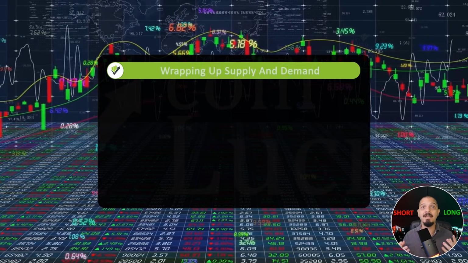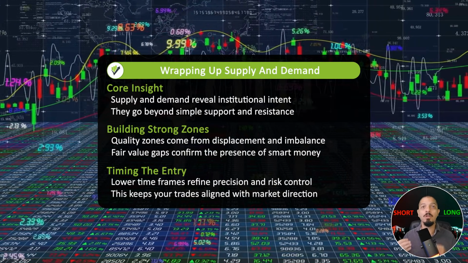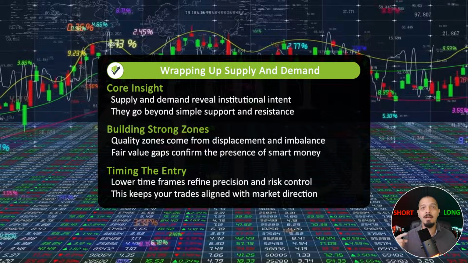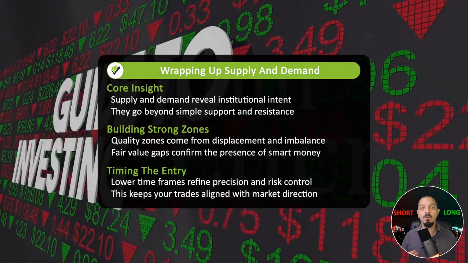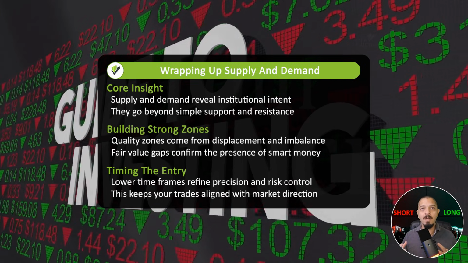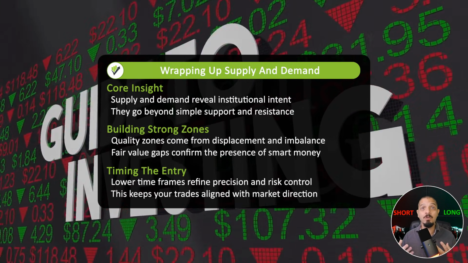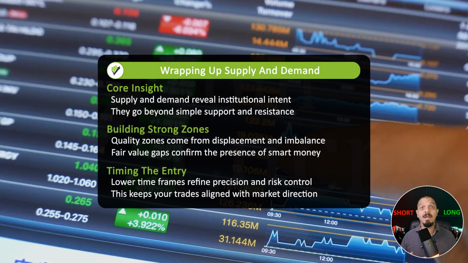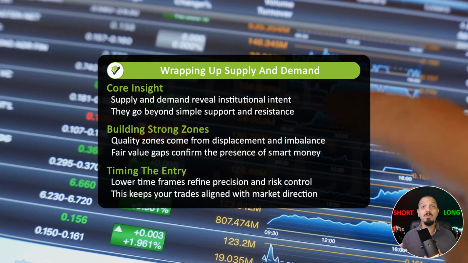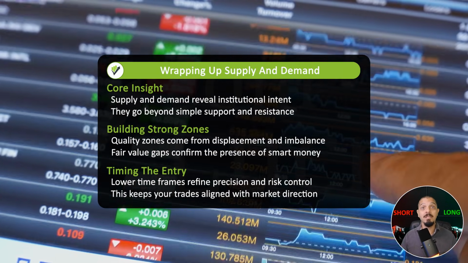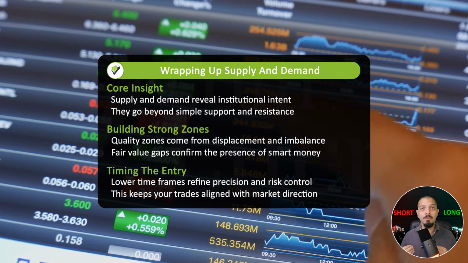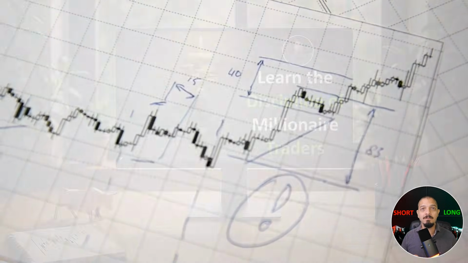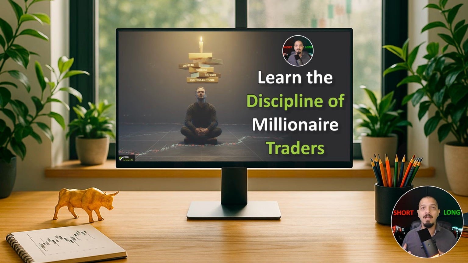To wrap it up, today's video has given you a clear and structured walkthrough of supply and demand areas within smart money concepts, showing how they differ from traditional support and resistance. We explored how to identify high-quality zones, use fair value gaps, and confirm entries on lower time frames to strengthen your overall edge. These tools help you align your trades with institutional flow and stay in harmony with the true direction of the market. Before we close, take a moment to reflect on one essential point about emotional management.